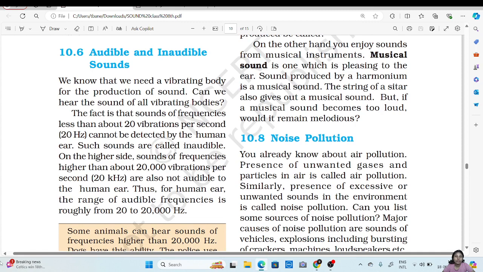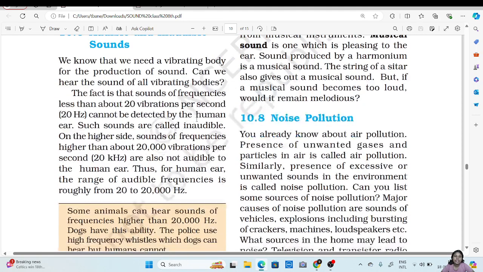So we know that we need a vibrating body for the production of sound. Can we hear the sound of all vibrating bodies? No. In some cases the vibration is present. It is not like it is not vibrating. It is vibrating, but at a very low pitch, or with low oscillations. In that case we won't be able to hear that sound.